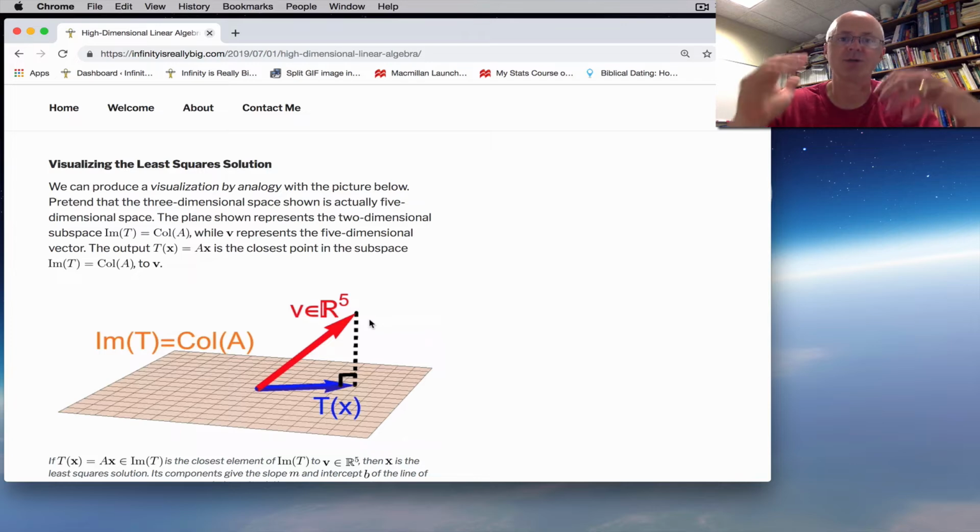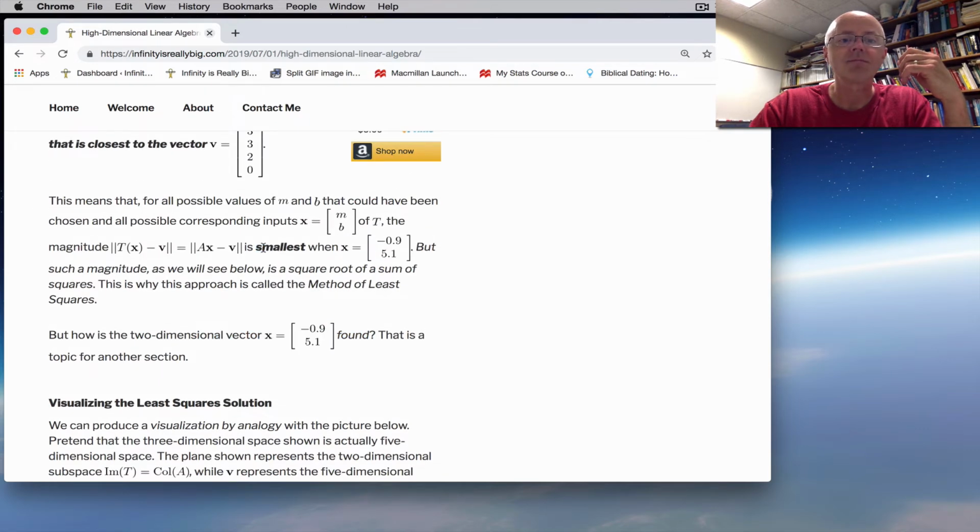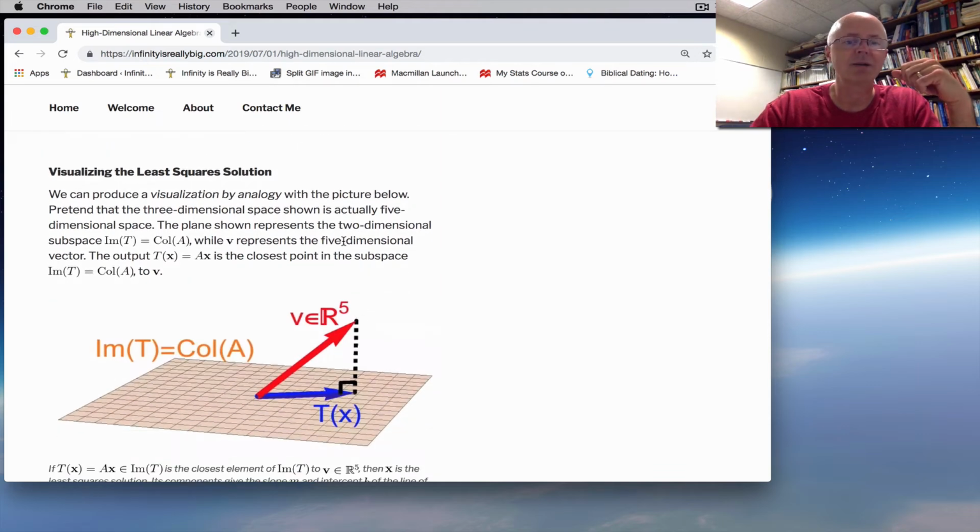Pretend this picture is a picture of 5-dimensional space. Okay, you're just using your imagination. And here's v sitting in 5-dimensional space. This plane down here, pretend, is the 2-dimensional image of the linear transformation T, sitting inside 5-dimensional space. T of x here, this blue arrow, is the image of the least squares solution. x is (-0.9, 5.1). In other words, m is -0.9 and b is 5.1. And you can see, just like I hinted at a minute or two ago, the shortest distance between this point and this plane is along a line that's perpendicular to the plane.